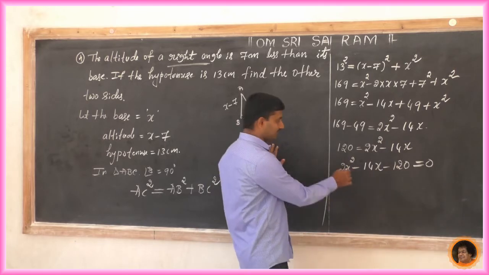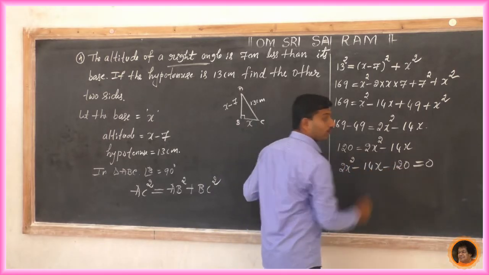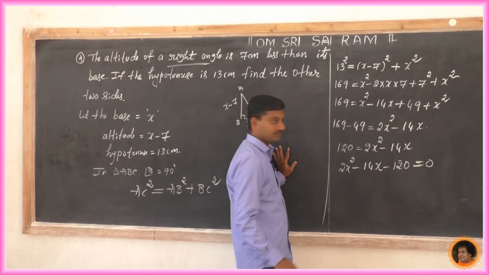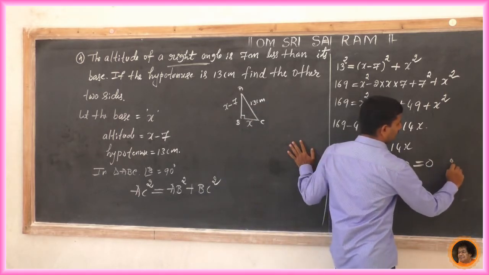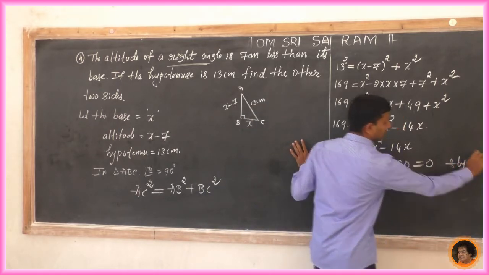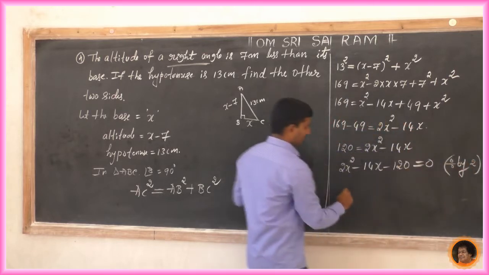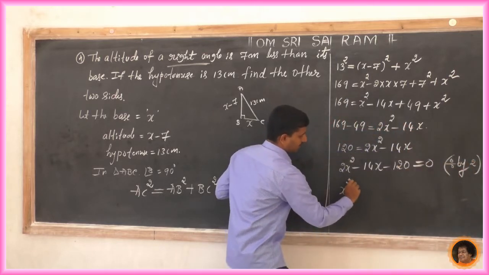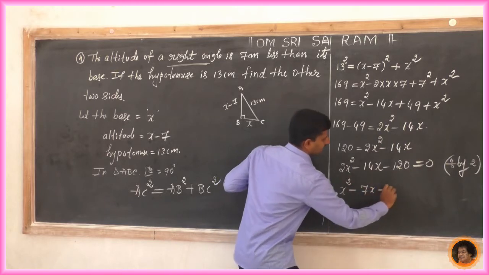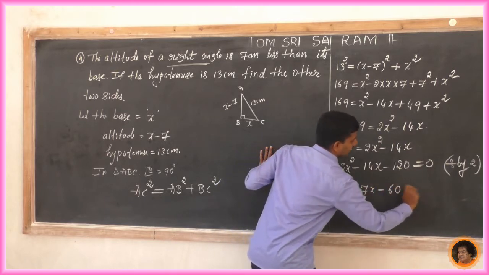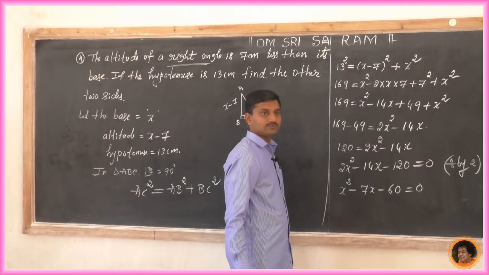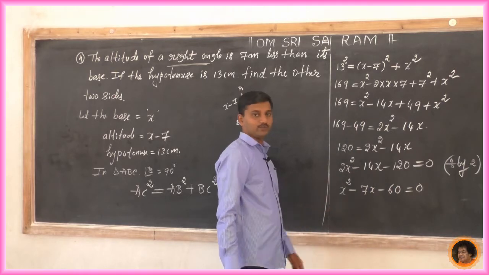Is there any common factor? 2x square, 14x and 120. 2 is the common factor. So divide the equation throughout by 2. So we will get x square minus 7x minus 60 equal to 0. So this is the required quadratic equation.